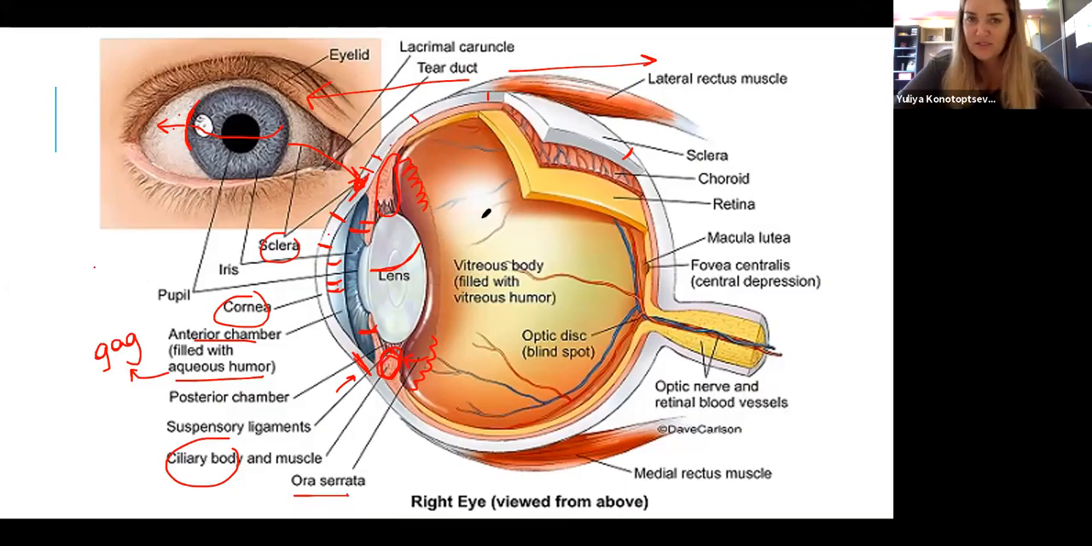Behind the ora serrata, we have the visual retina, right? So you can see that the innermost covering of the eye, this is the visual retina. That's the area where rods and cones are going to be sitting.